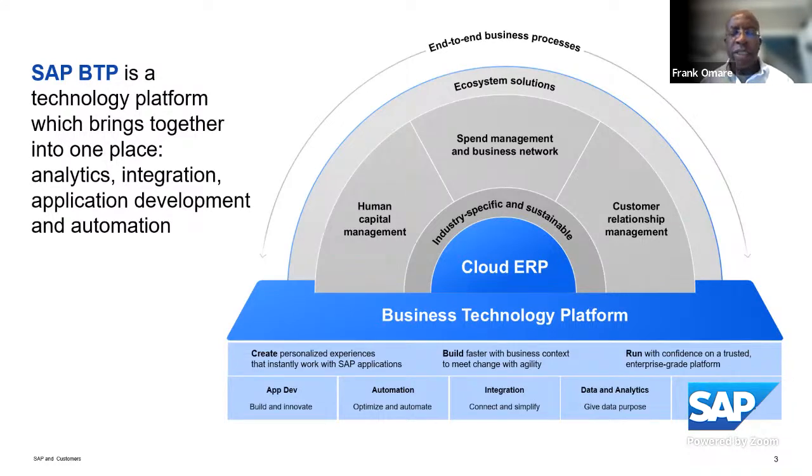So just a quick recap on BTP. SAP BTP is a technology platform, and it brings together into one place analytics, integration, application development, and automation. You might have heard other definitions of BTP, and you may have heard of other strands to BTP. But for the purpose of today's session, I just wanted to focus on the 3 pillars and keep it simple with the time that we've got.